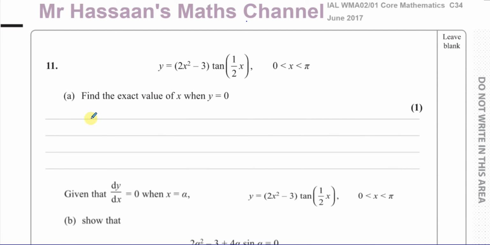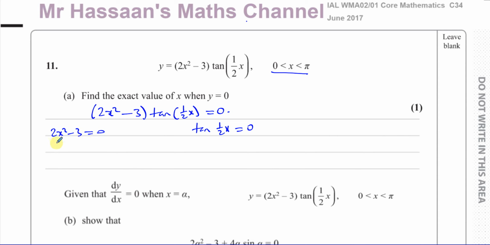So when y equals 0, we end up with (2x squared minus 3) times tan of a half of x equals 0. So we have a product of two factors equals 0, so either one of them is 0 or the other one is 0. Either 2x squared minus 3 is 0 or tan of a half of x equals 0. Now, if I want to solve both of these equations, my limits of x must be between 0 and pi.